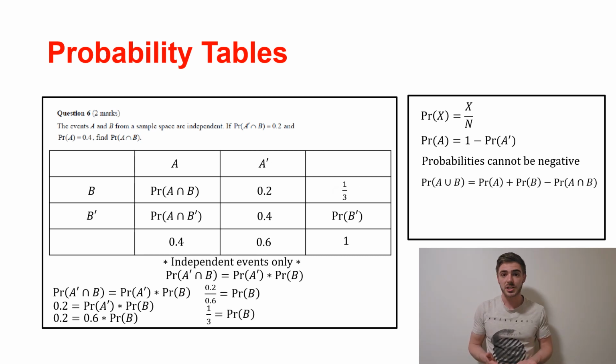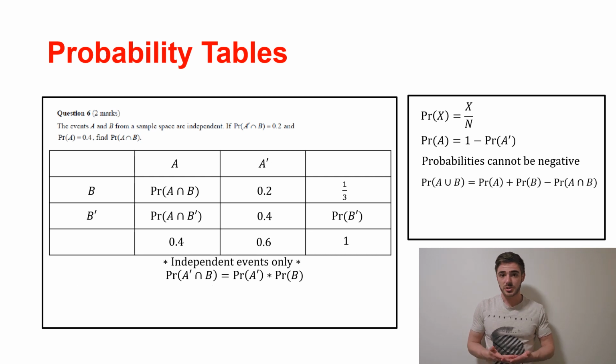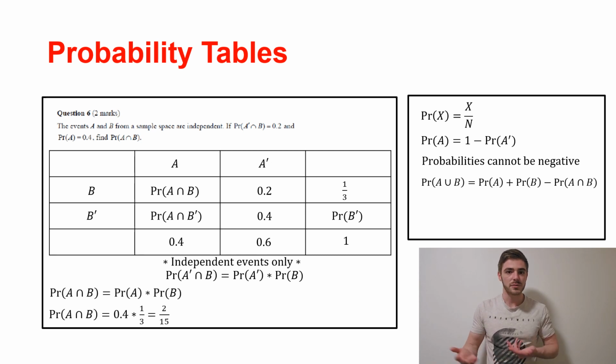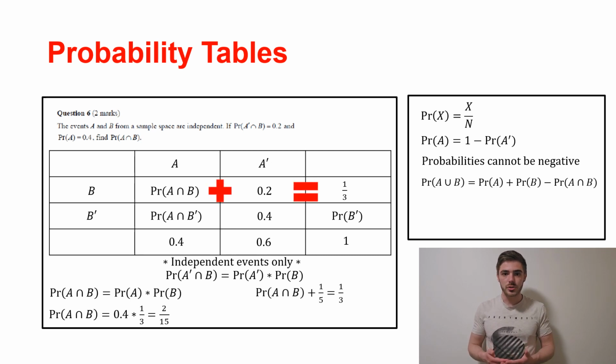Now that we know this, we actually have two options. First, we could just ignore the table and simply find the intersection by multiplying P(A) by P(B), since we know both of those terms. Alternatively, you can just keep using the table. We know that P(A intersection B) plus 0.2 needs to equal a third. So you can rearrange to get P(A intersection B) on its own and then simplify that result.